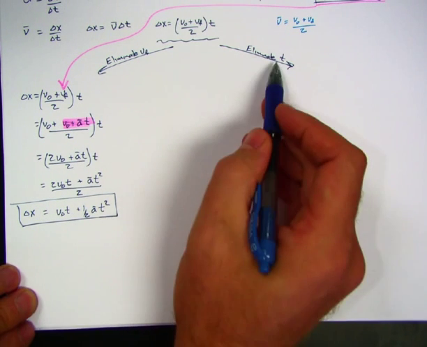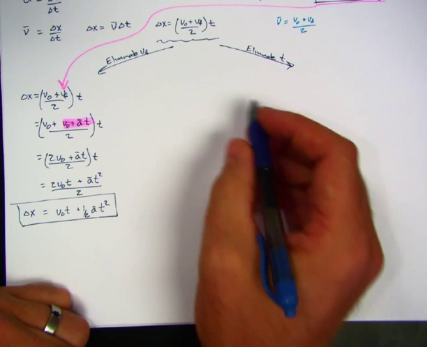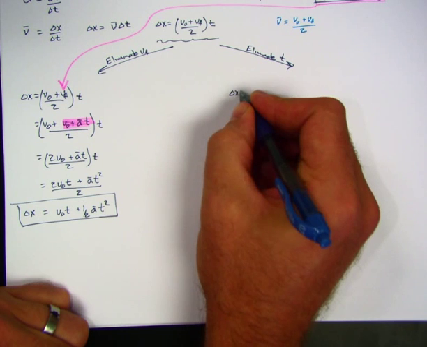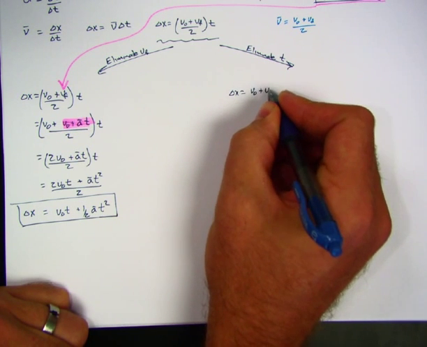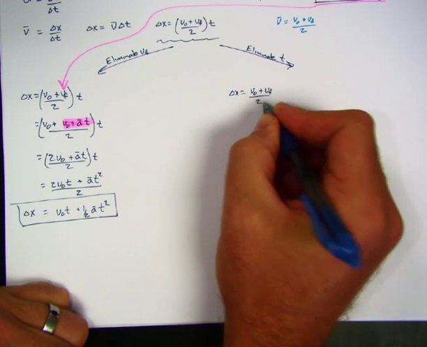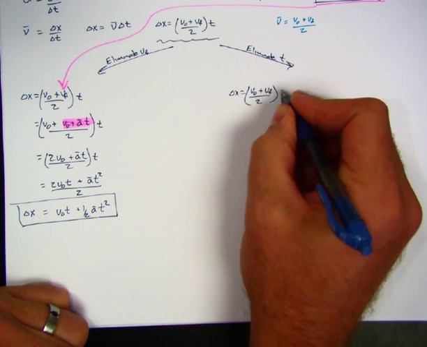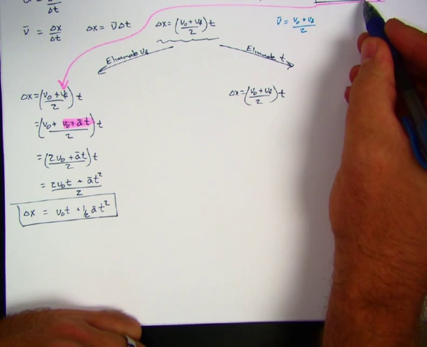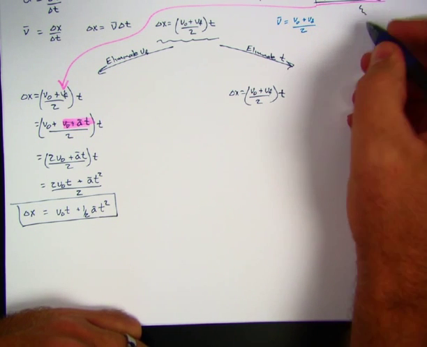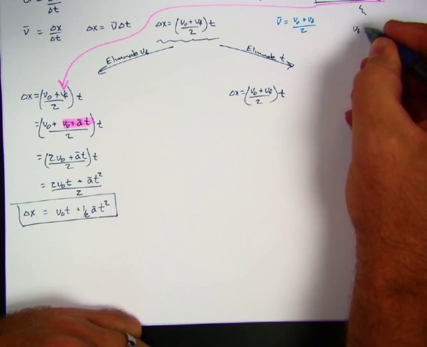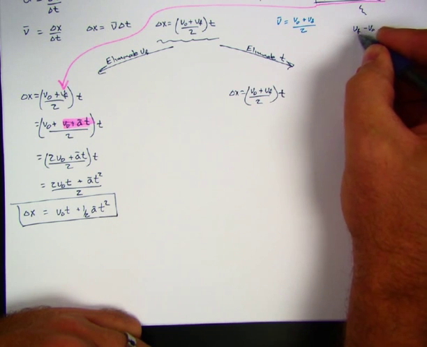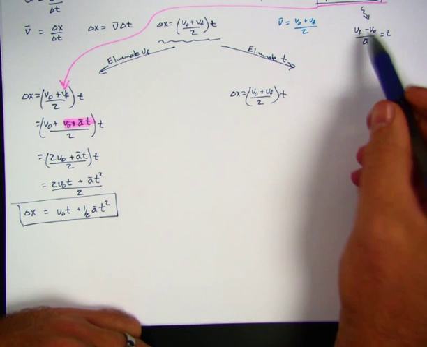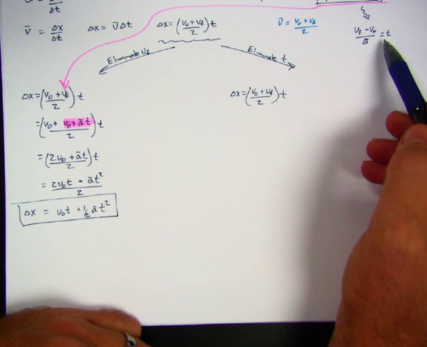Okay. What if we want to eliminate time? So we do the same thing. We start with our same equation. Delta x is initial plus final over 2. That's my average velocity times time. But now I need an equation for time. So I'm going to have to take this equation and rearrange it. I'm going to have to say v final minus v initial over a is equal to time. Right? So I just solved this first equation for time.